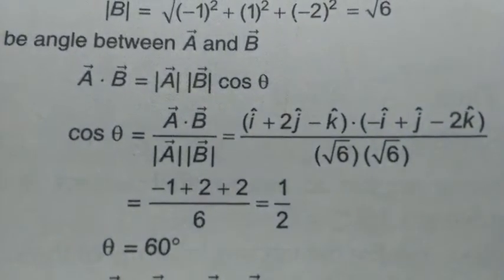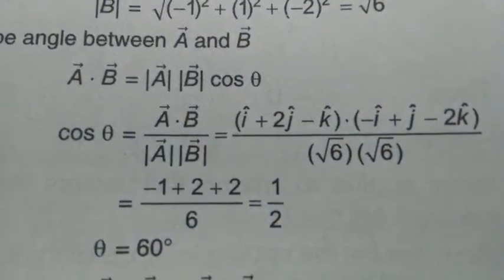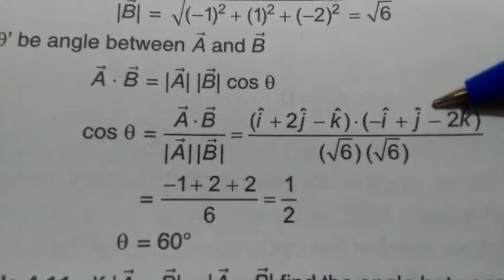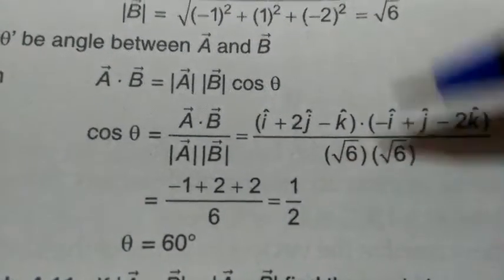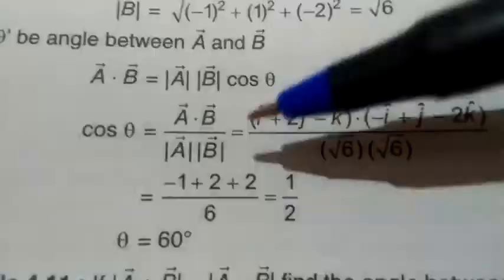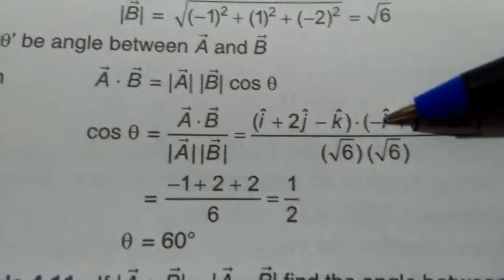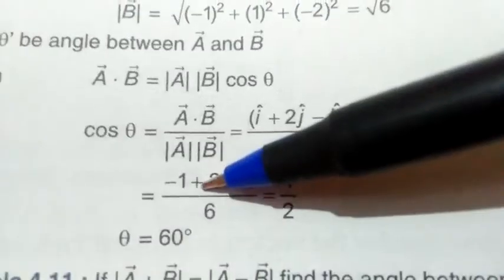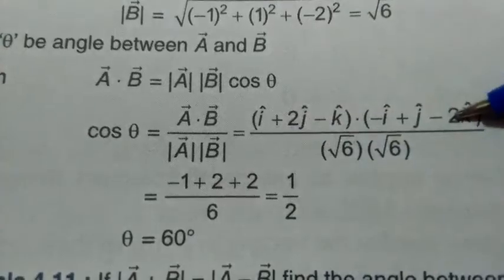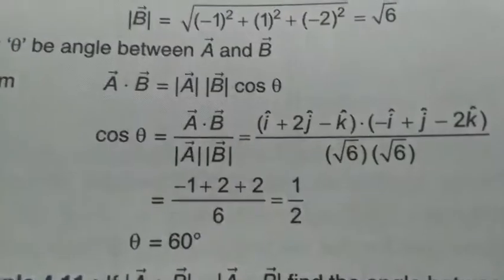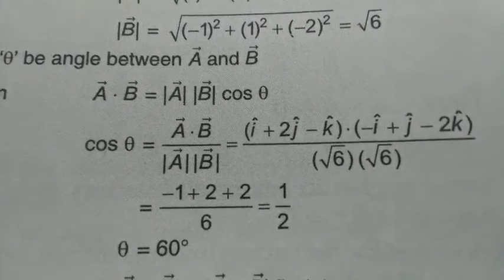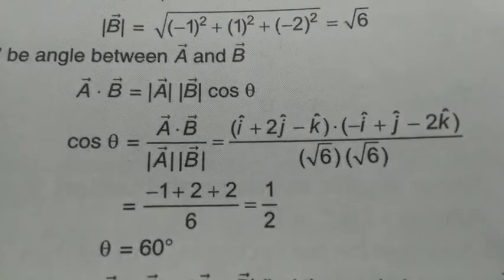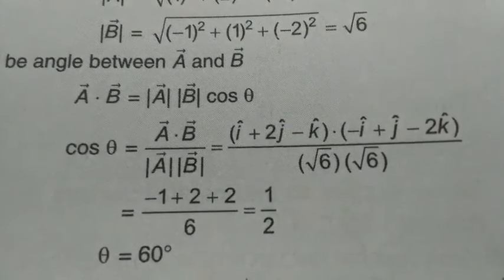Now when we put the values in the formula, cos theta equals A dot B upon mod of A mod of B. When we find A dot B, 1 into minus 1 we get minus 1, 2 into 1 we get 2, minus 1 into minus 2 we get 2. Then by solving, minus 1 plus 2 plus 2, we get 3.